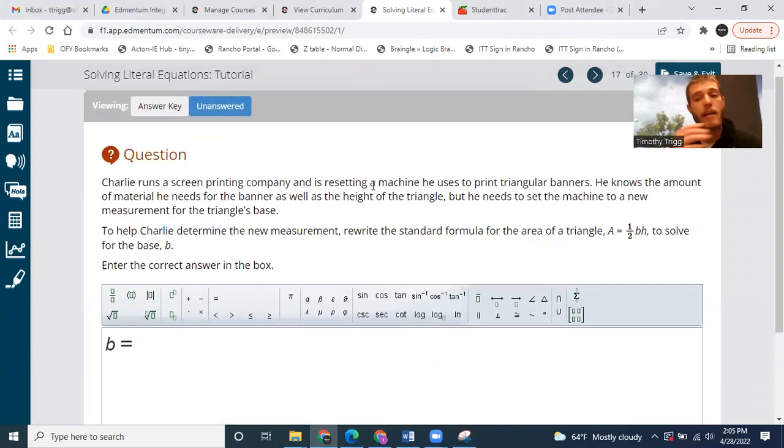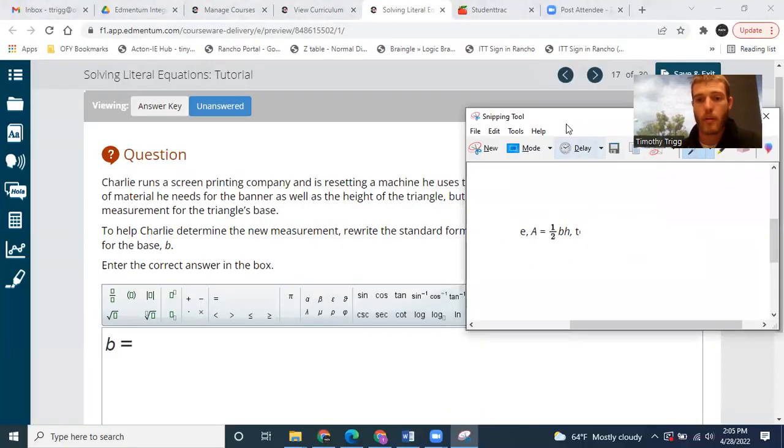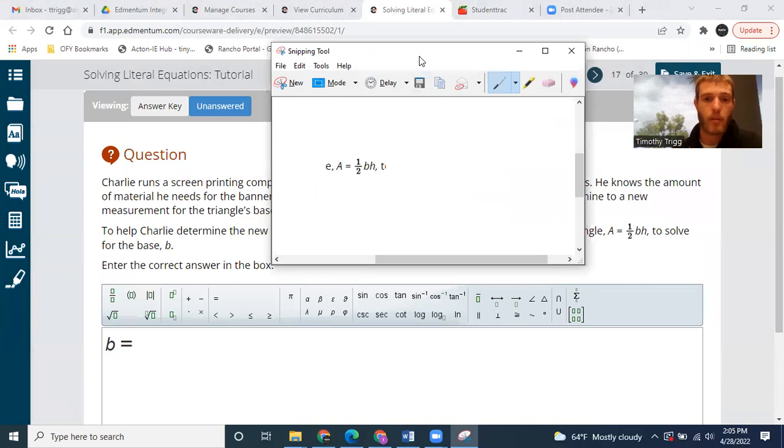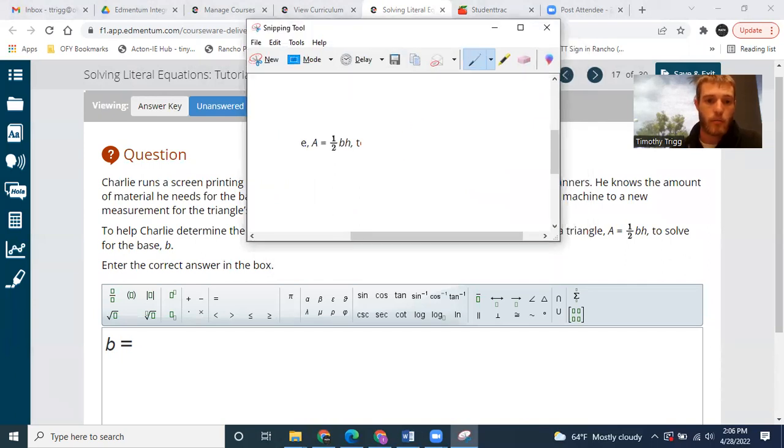Let's go ahead and go to page 17. Here we have this formula: A equals 1/2 B times H. To solve for the base, B, we want to solve for B. We want to get B by itself.